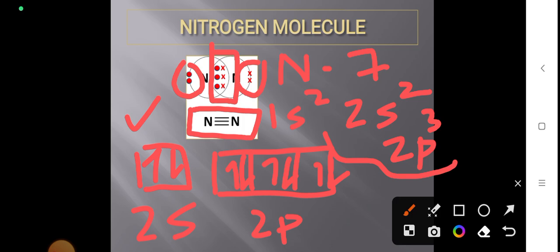In this example also, students, we should understand that nitrogen again has shared the 3 electrons. Two nitrogen atoms share 3 electrons with each other to form a triple bond.